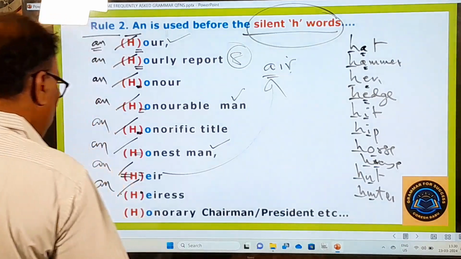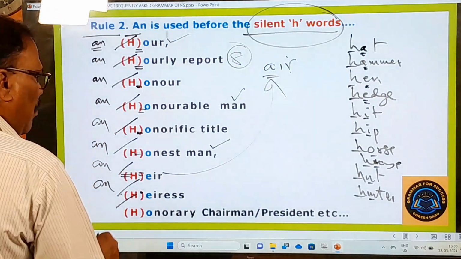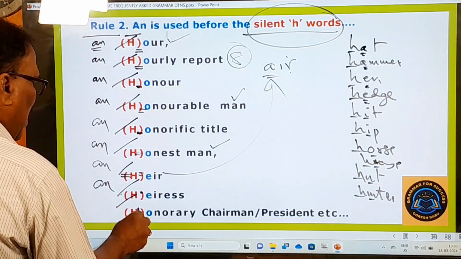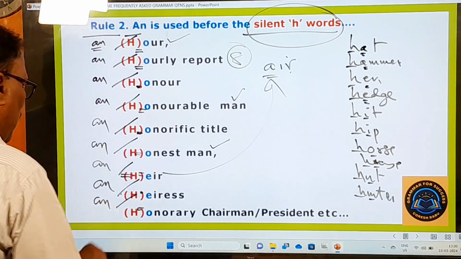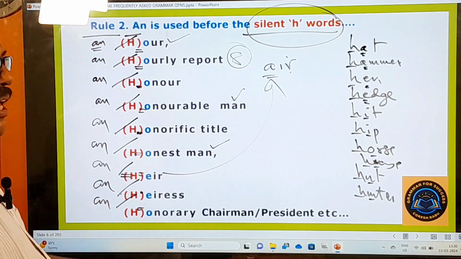Okay, one more example is also here. Honorary chairman is there. Okay, honorary. H is silent. We are pronouncing the word from O. O is giving a vowel sound, and that's why we use an before that. An honorary chairman or president.